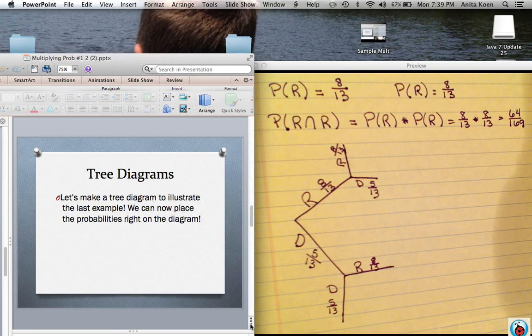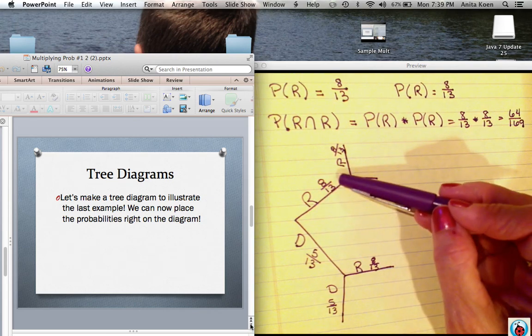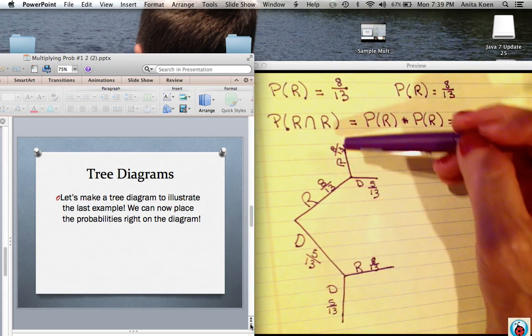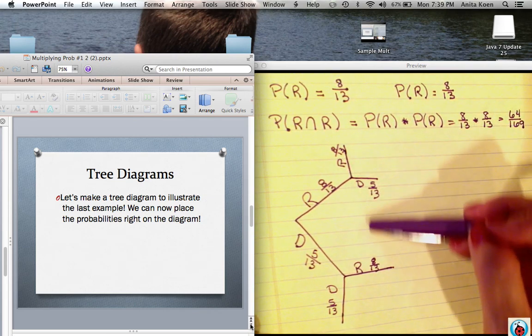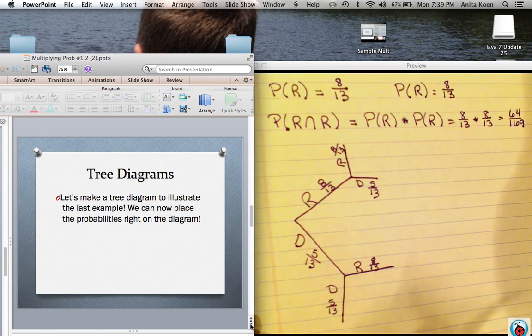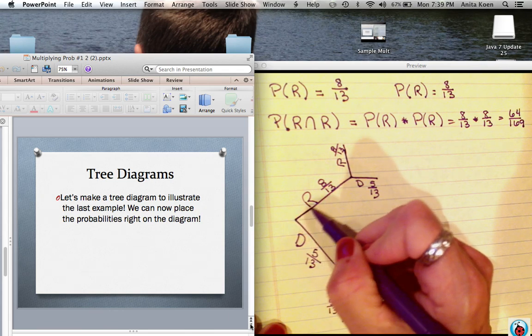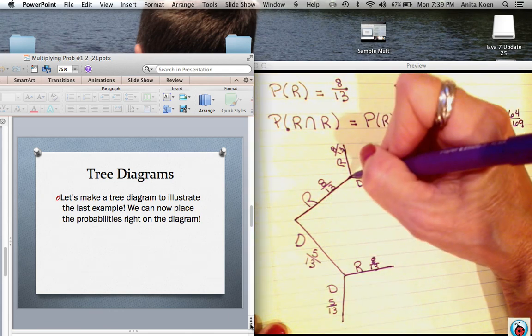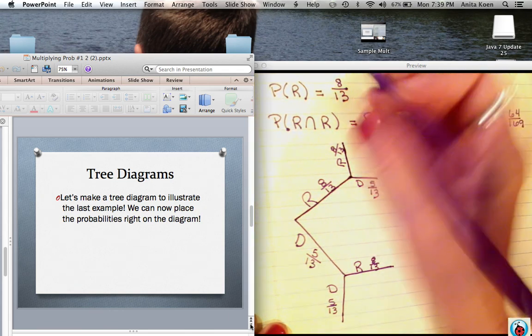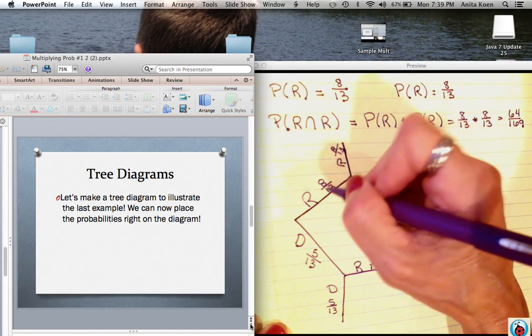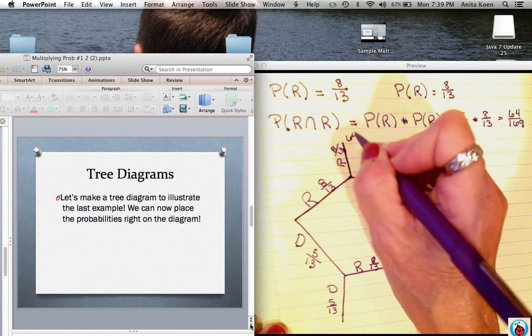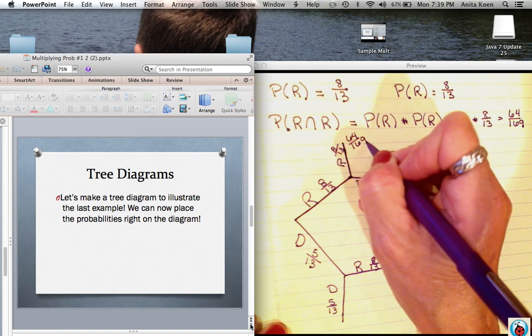Now what we can do is figure out the probability of the compound events, because the first simple event is Rahim choosing, the second simple event is the next person choosing. So now we can find the probability of the compound event. What is the probability that Rahim will choose a regular and the next person will choose a regular? We're going to multiply these two probabilities to get 64 out of 169.